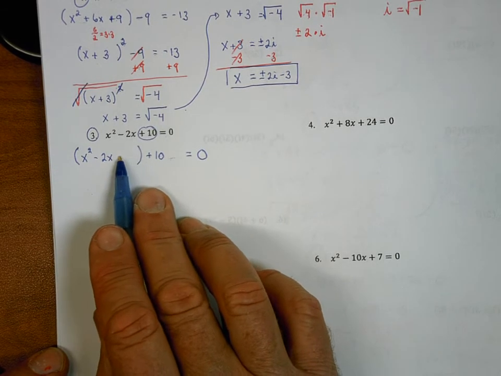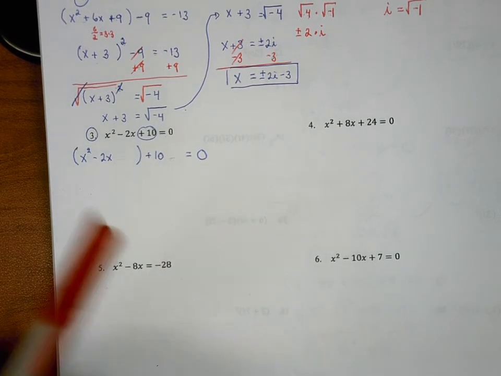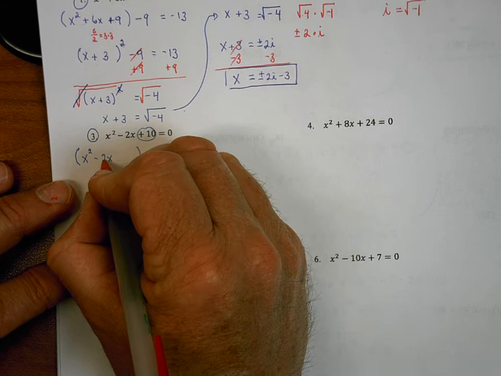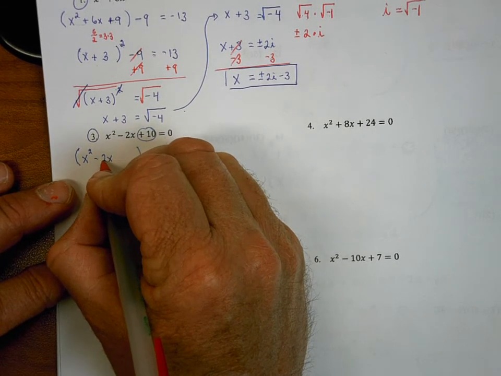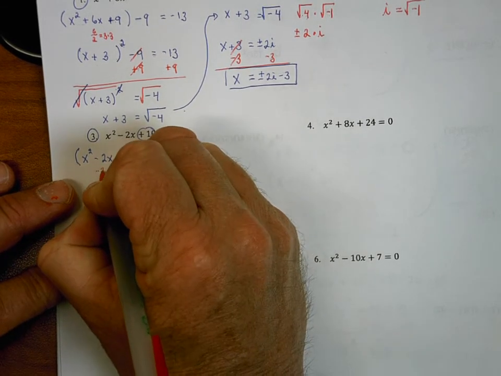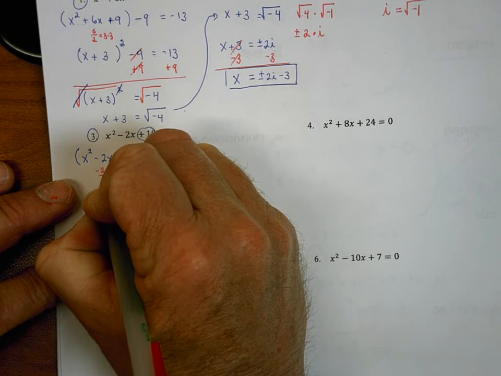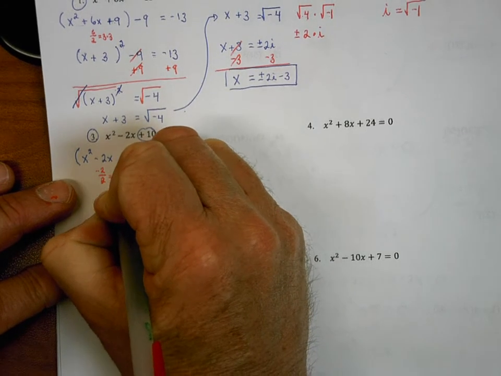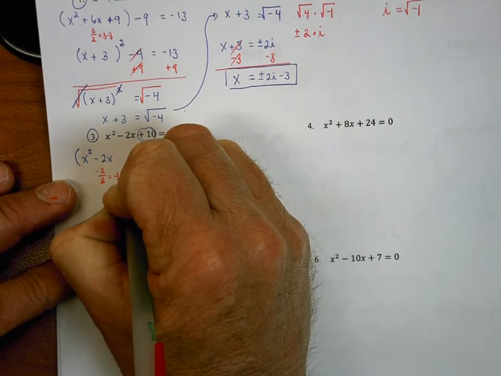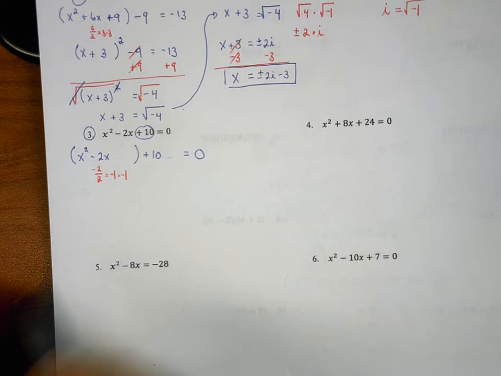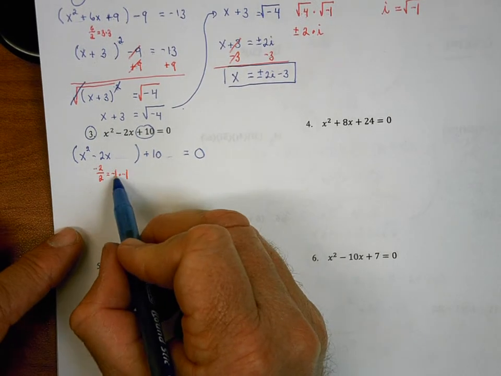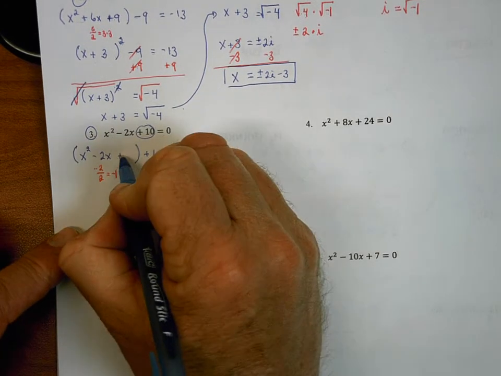So I'm going to make a perfect square trinomial. And the way that I do that is I take this term right here in front of the x, the coefficient in front of the x, which is negative 2. I cut it in half by dividing by 2. That's negative 1, and then I multiply it by itself. And the result I put right here. Negative 1 times negative 1 is positive 1.